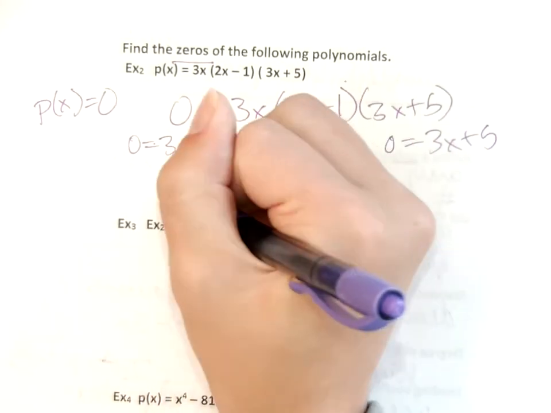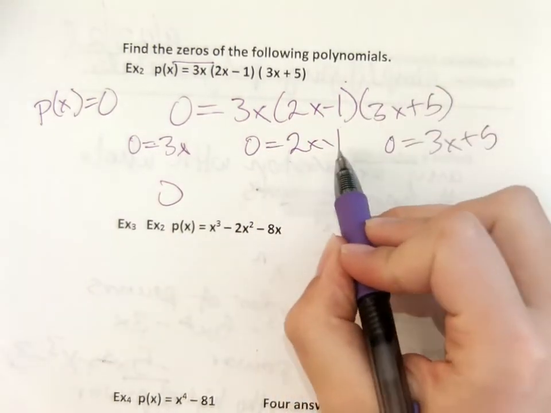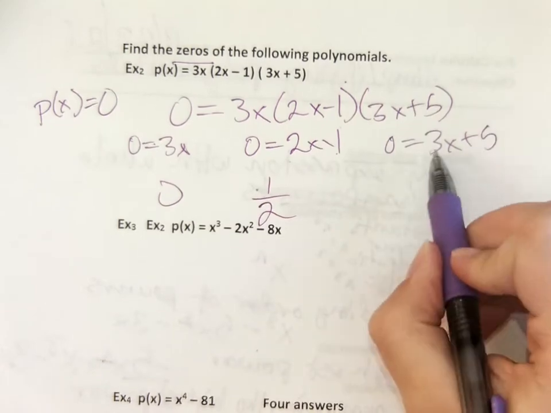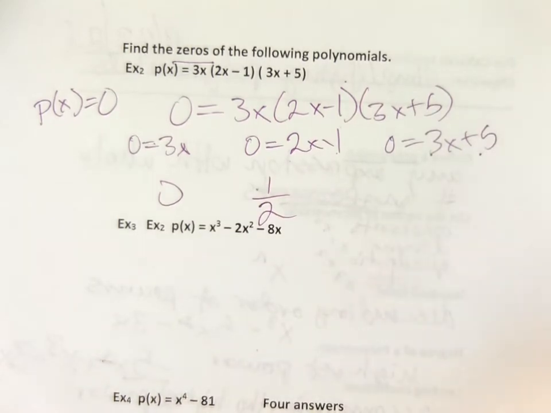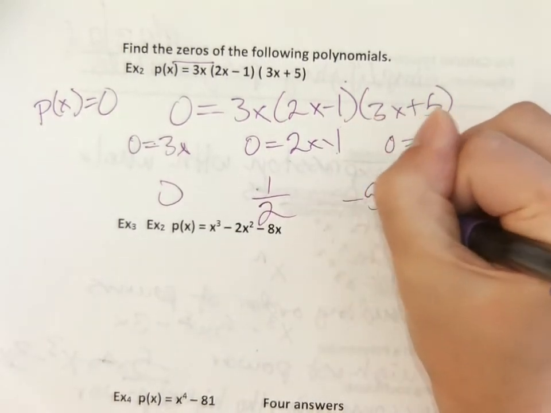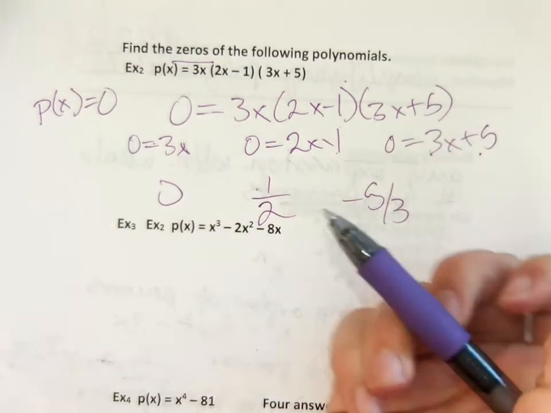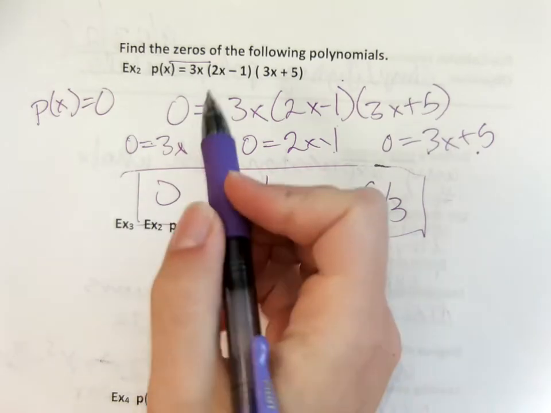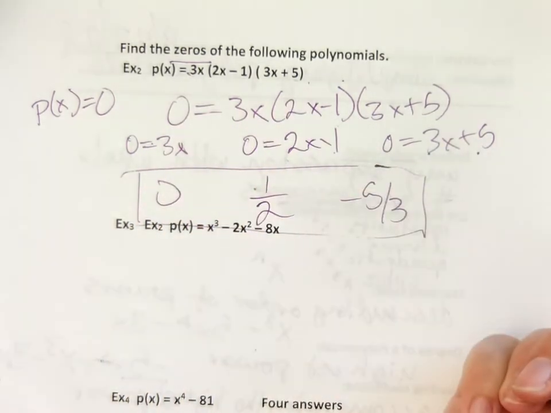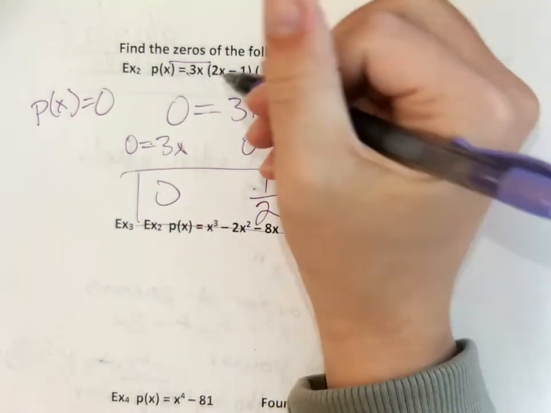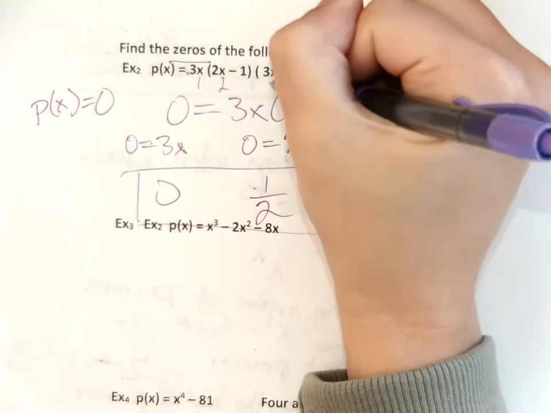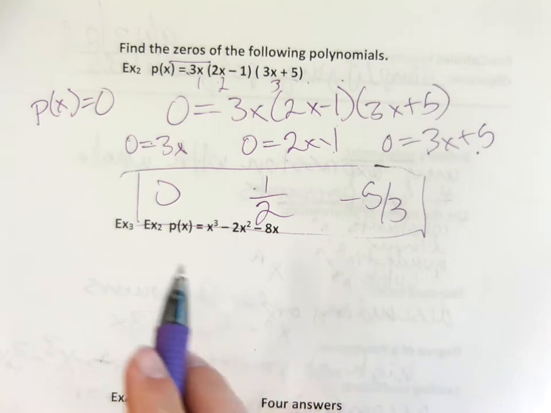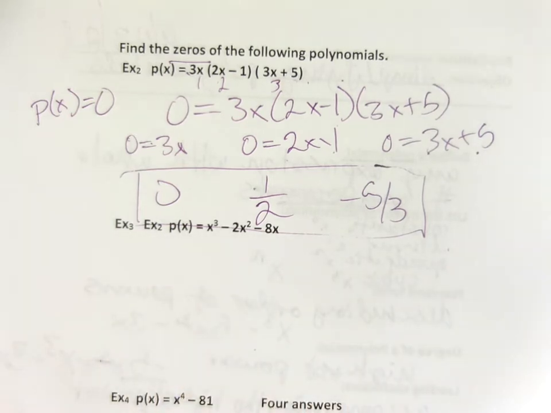So that's going to be 0. 2x minus 1 gives 1/2. 3x plus 5 gives negative 5/3. These are the zeros of this function. There are 3 because it is to the third power. You can see there's 1, 2, 3 x's being multiplied together. So it's to the third power, so you have 3 answers.